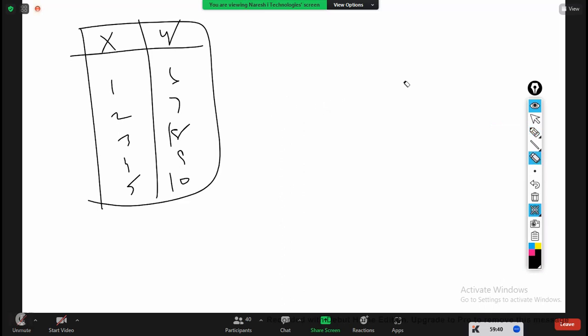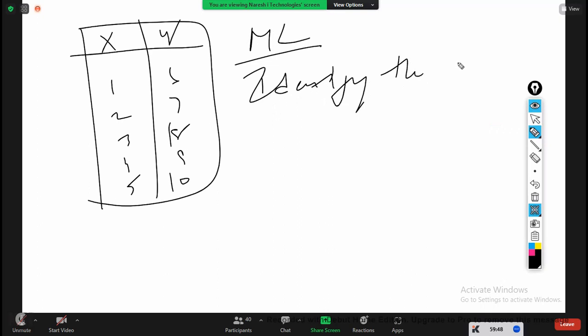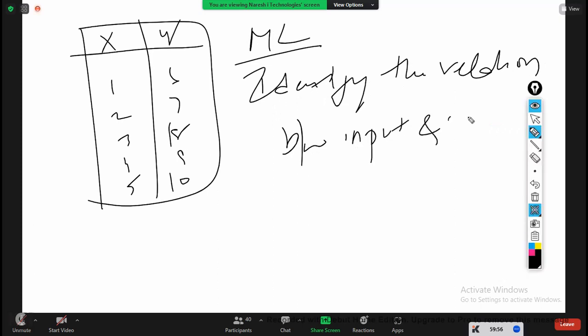So what is meant by machine learning? Simply to say, machine learning identifies the relation between input versus output. Machine learning is nothing but identifying the relation between input and output. Nothing more.